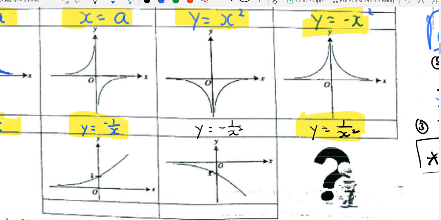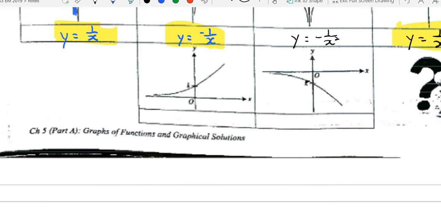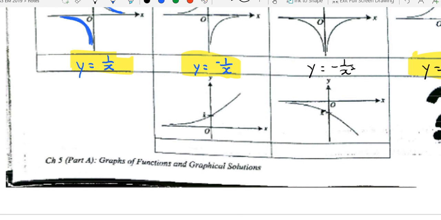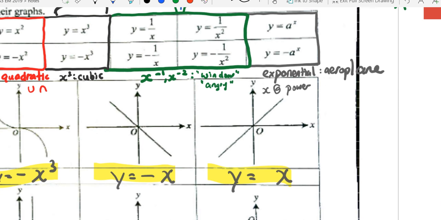Now, last one. What about this? This is what we call the aeroplane graph, right? And earlier on, we mentioned aeroplane graph is either y equals to a power x or y equals to negative a power x, right? Okay, Dexter, can you write down y equals to negative what? A power x.